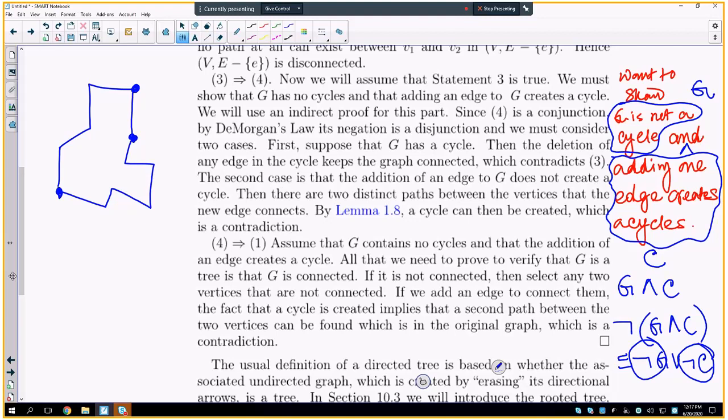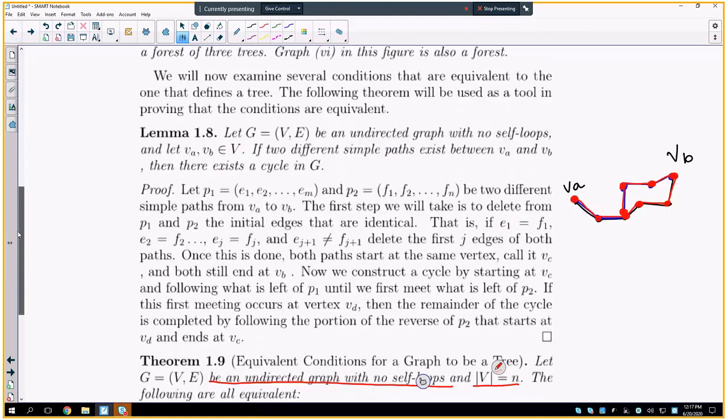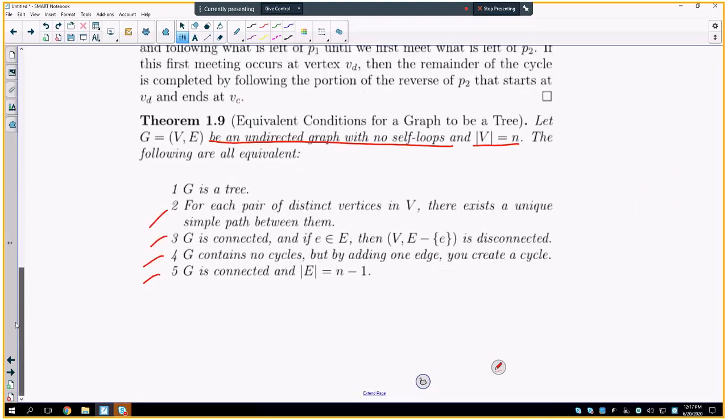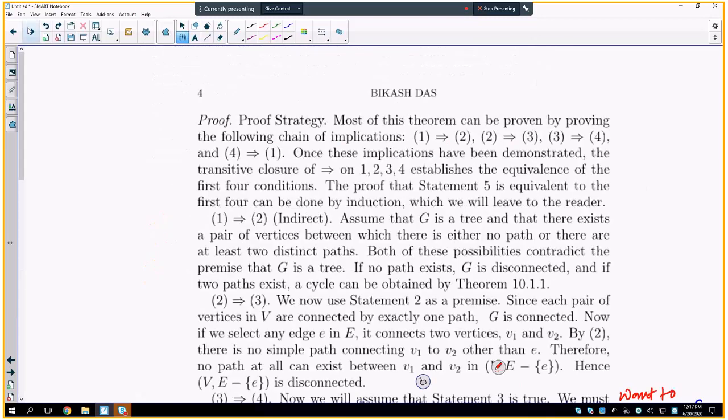So neither negation G nor negation C can be true. So what is true? G and C are true. So now we have established that if you assume 3, then it will imply 4. So let's go back to our result one more time that we are trying to prove. We have established 1 implies 2, 2 implies 3, and 3 implies 4. Now we'll skip 5 and show that 4 implies 1. And there is a reason for that, which I will explain in a second.